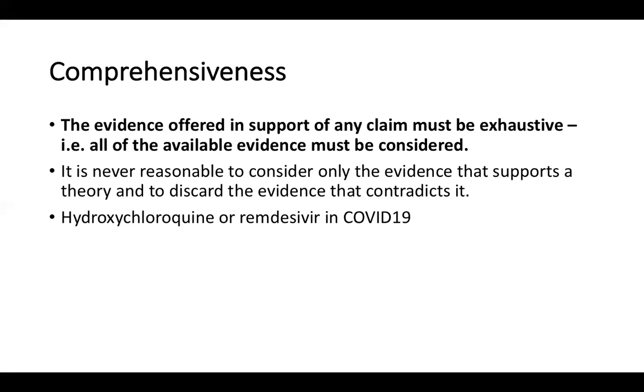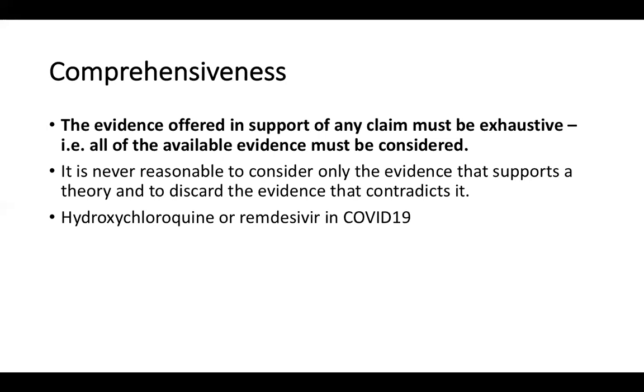For example, let's assume that you're doing a meta-analysis of the effect of a certain drug on a certain disease. If you exclude the studies with negative results, of course, you're going to come up with a conclusion in your meta-analysis that supports the drug, because you only included the positive studies.